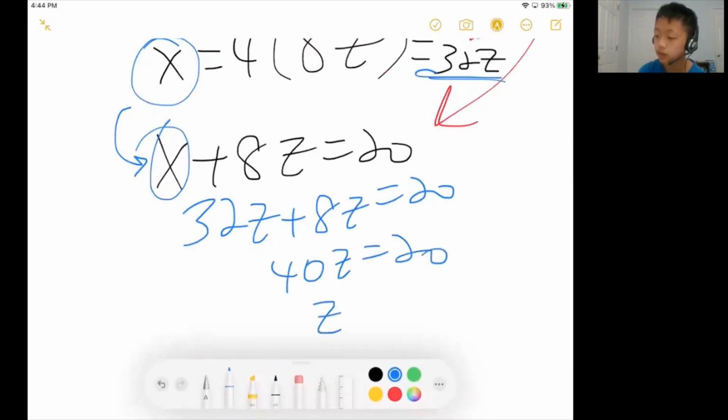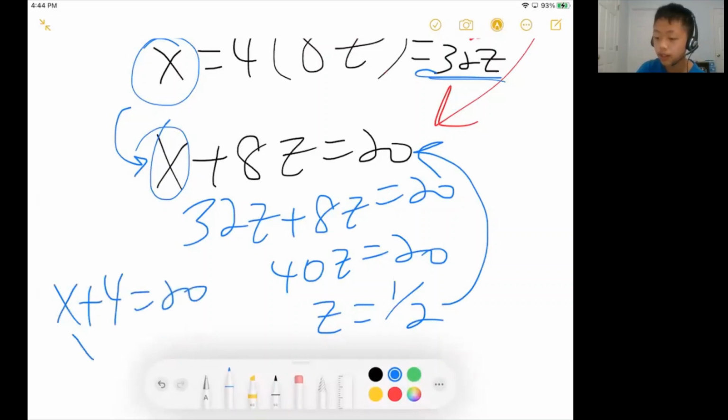That tells us z is equal to 1/2. So now that we got z equals 1/2, we can substitute that back into here. We know x plus 8z is 20. So 8 times z is 4, right? So x plus 4 is equal to 20. That tells us x equals 16. So we know x is 16 and z is 1/2.